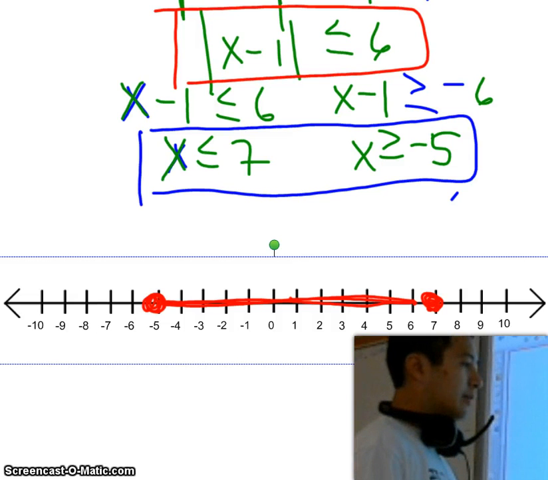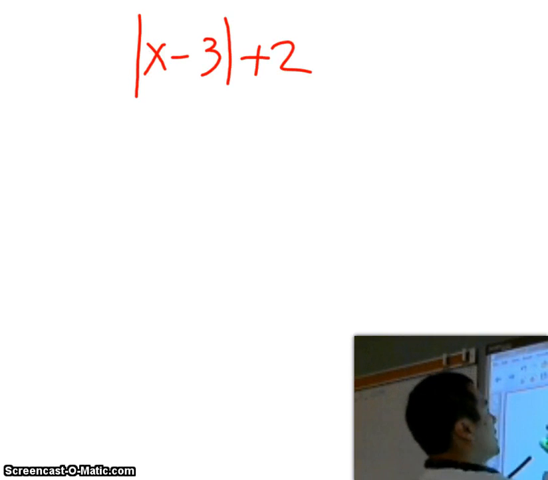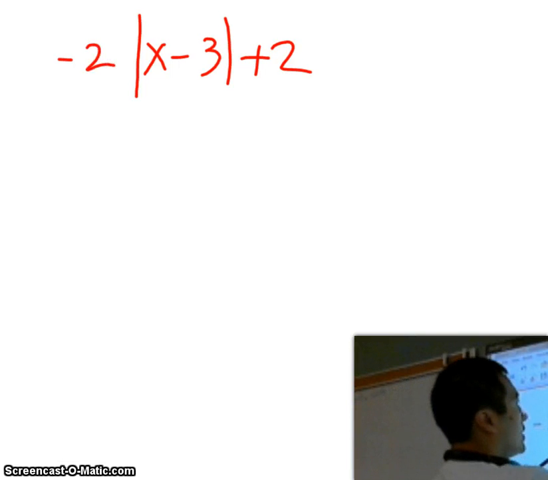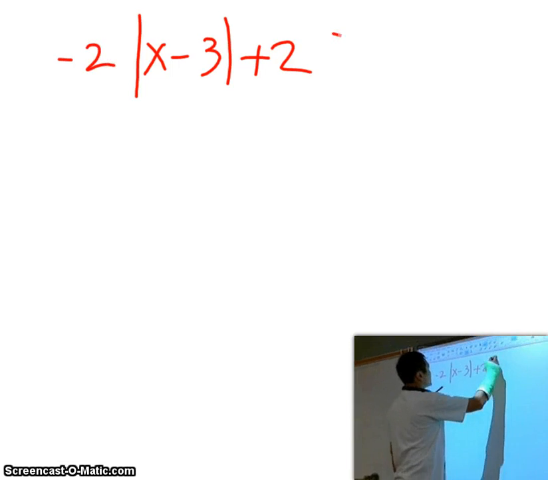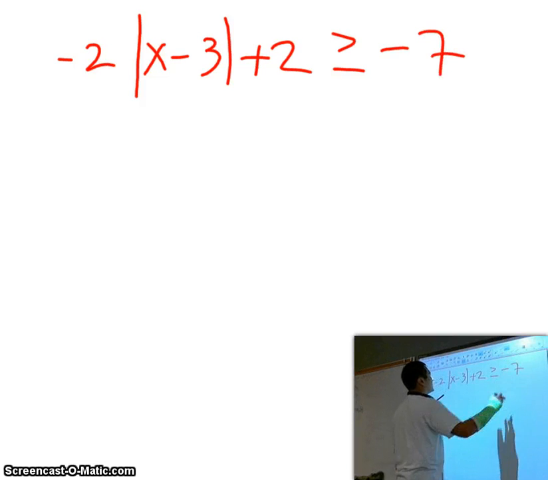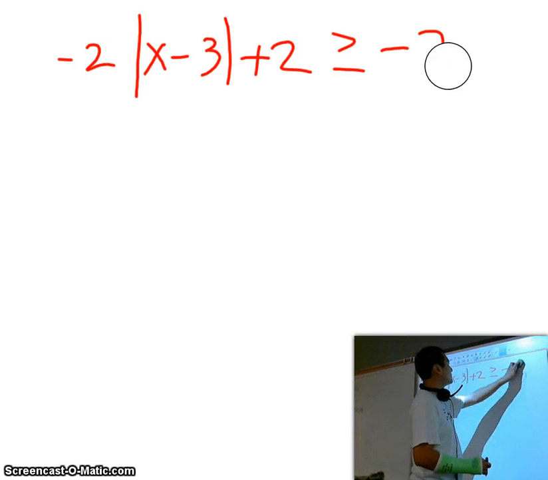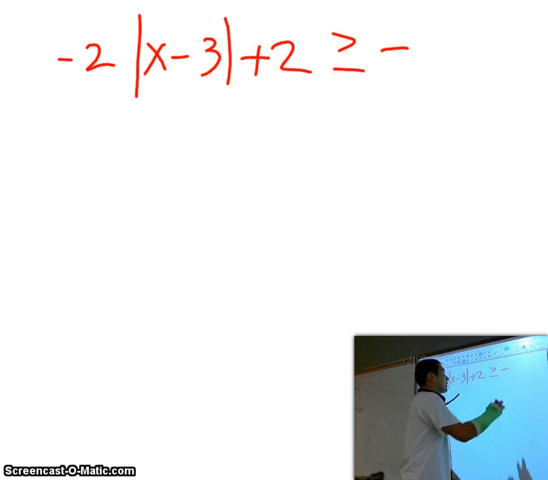How do you guys feel so far? Let's do one more. What if I said this? Absolute value of x minus 3 plus 2 is greater than or equal to negative 7. Actually, let's change that to negative 6. We don't want to deal with fractions yet.